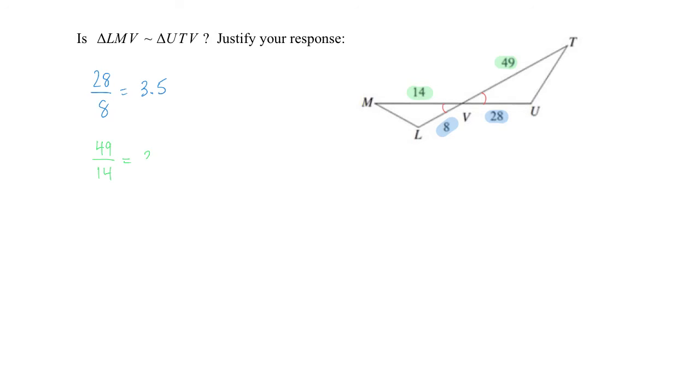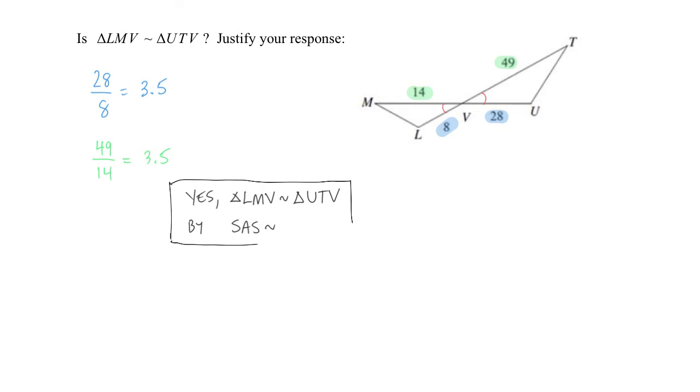And that comes out to be 3.5. So this one works also. So this one is yes, triangle LMV is similar to triangle UTV by side, angle, side similarity. Now, if it didn't work out, you would just say no. The sides are not proportional.